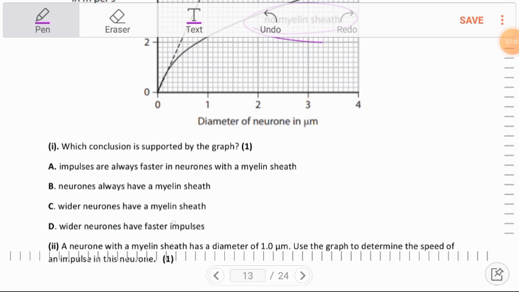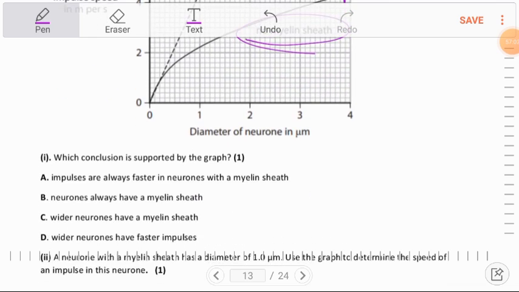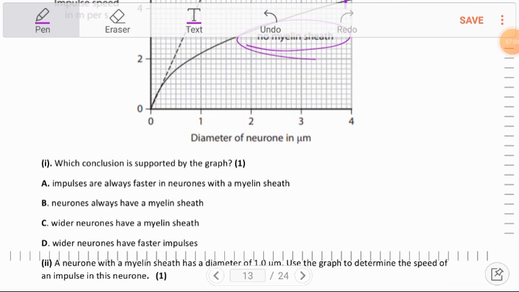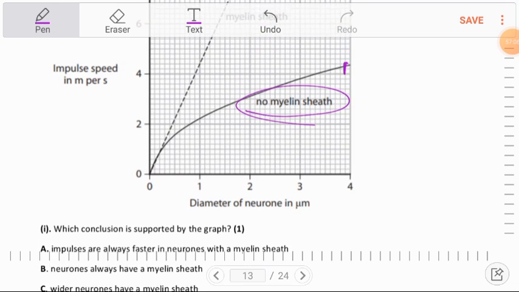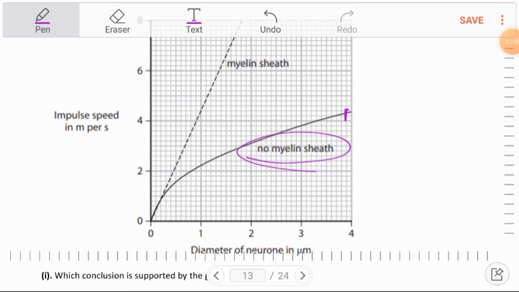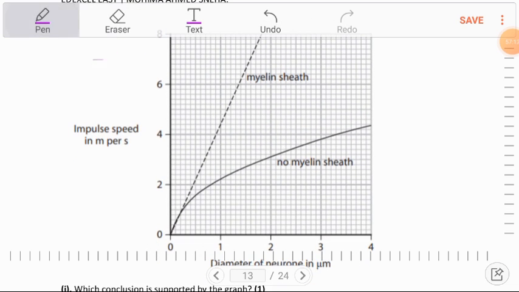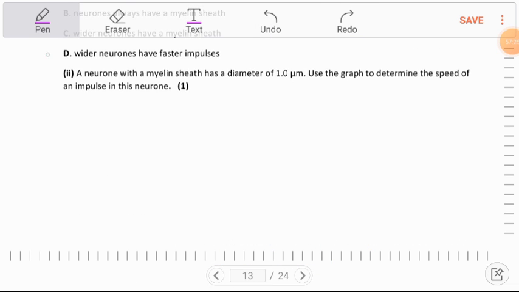D says wider neurons have faster impulse, which is the correct answer, because it says that wider neurons have faster impulse. It doesn't matter if they are myelinated or non-myelinated. Both graphs have an increasing effect with increase in diameter. That means speed increases when diameter increases. So option D is the correct answer for B1.